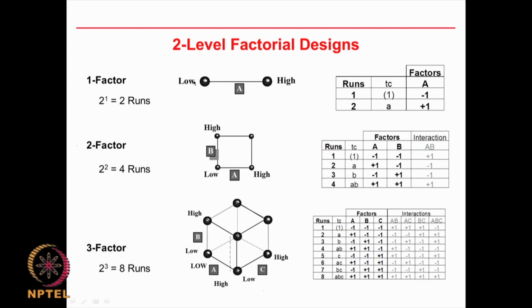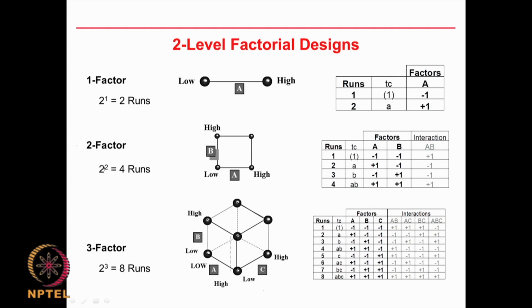the number of factors. Suppose you have 2 raised to the power 1, that is only one factor. You will have 2 experiments here, one at low, one at high. So, one at low and one at high, the factor A will be done with low level and with high level. So, you will have 2 experiments done.